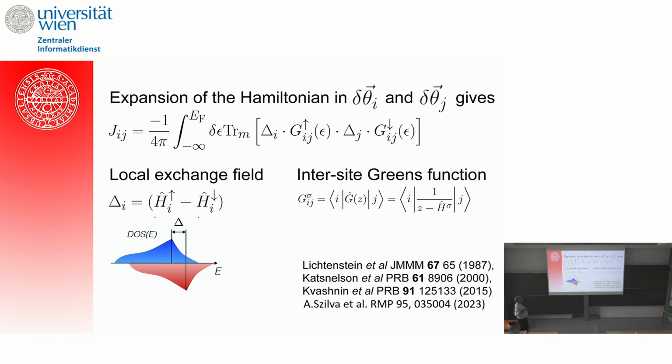There's a trace over all orbitals in the system. There's a local exchange interaction on site i, of one iron atom for instance, and another iron atom on site j. And then there's a Green's function that connects these two, one for spin up and one for spin down. Here's the expression for the exchange splitting, basically the splitting of electron states, and the Green's function is 1 over z minus the Hamiltonian between states.